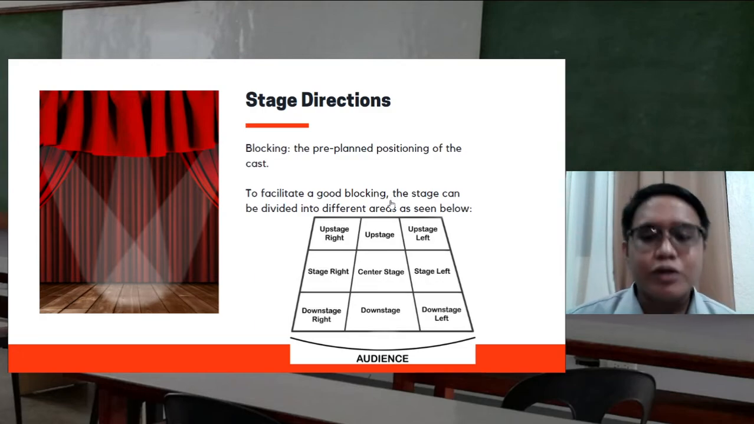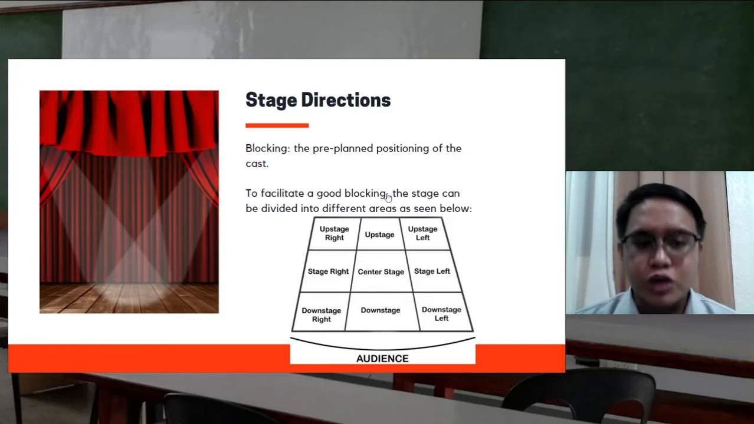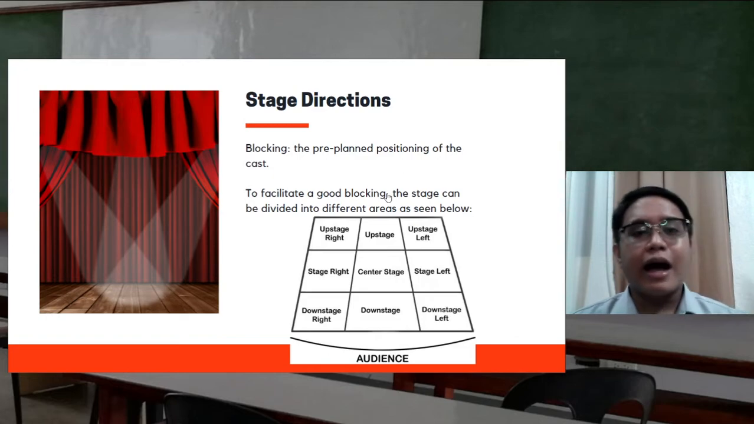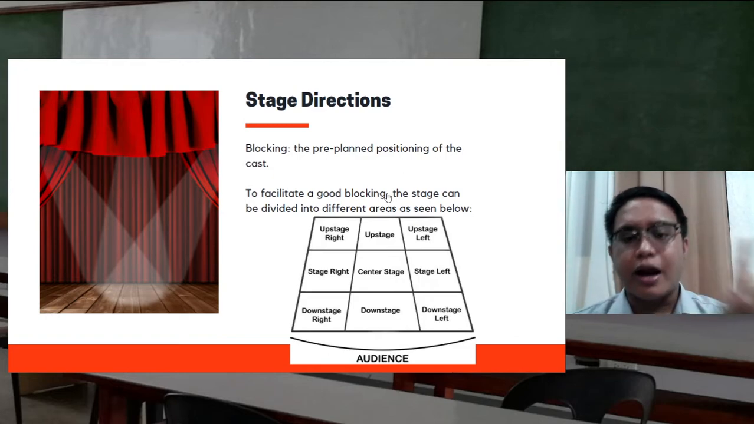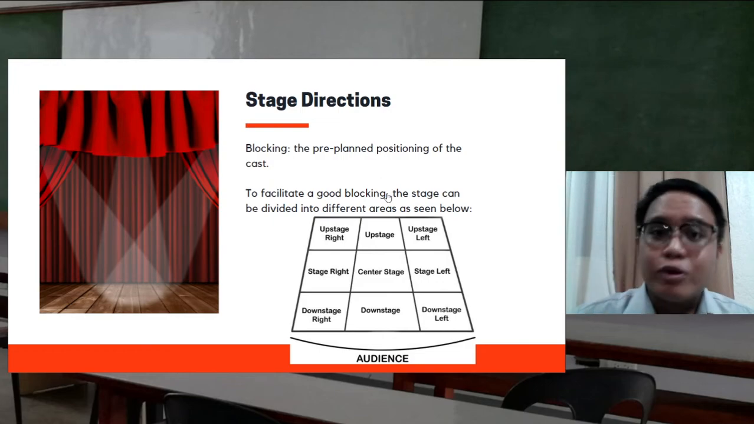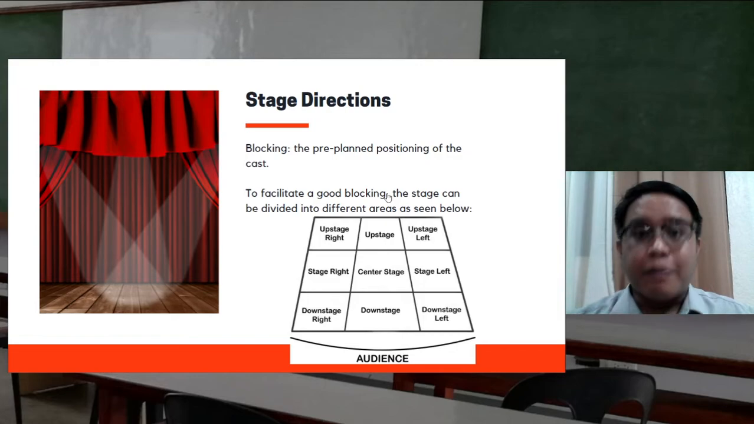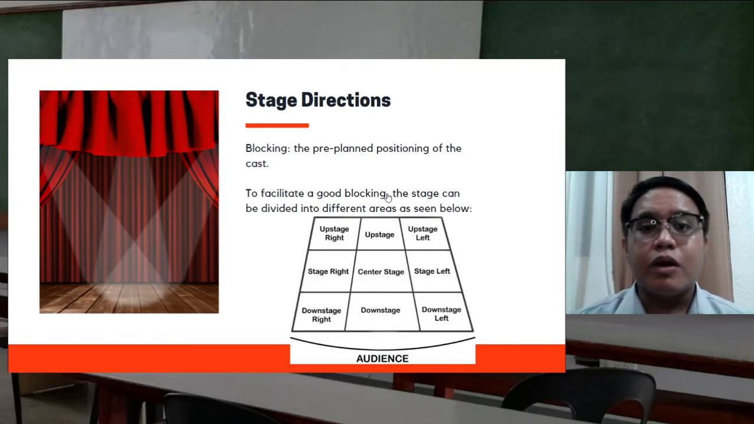And that is why we have what we call blocking. Now, blocking is the pre-planned positioning of the cast. So this is the area. The illustration there is the area of a stage. It seems like a map for the actors and actresses. So when they have that, they see where they should go. When I do this line, I should go to the downstage. Or, for example, if a character is going to tell a story, they go to stage left or stage right. So that's what we call stage directions.